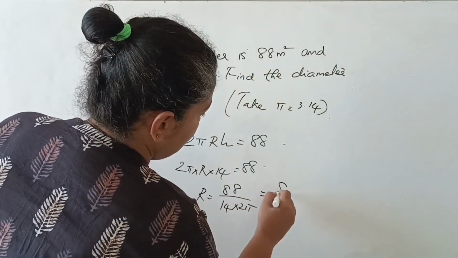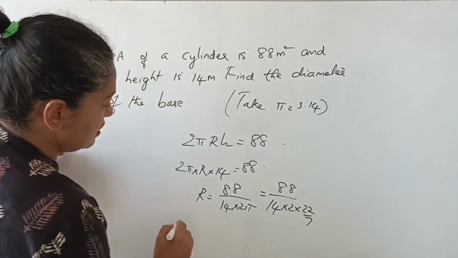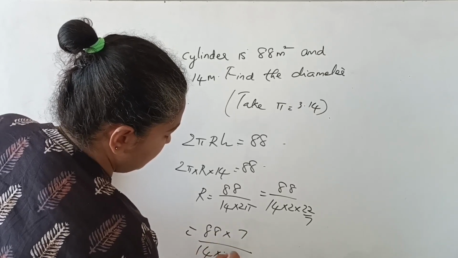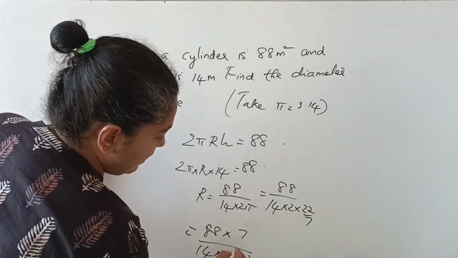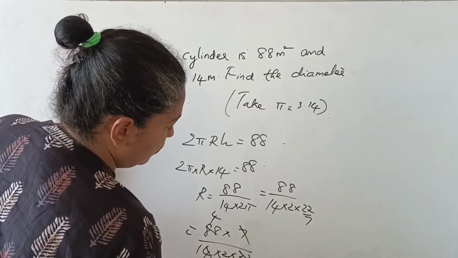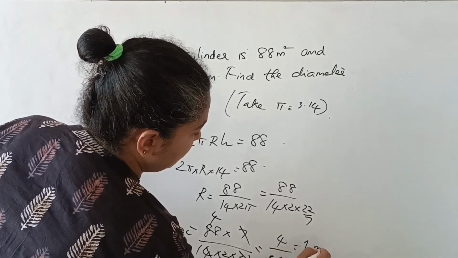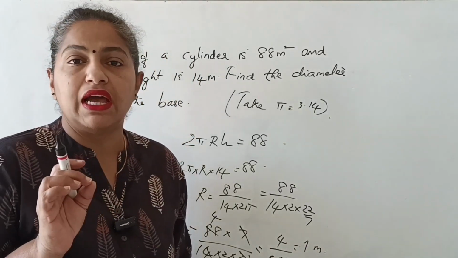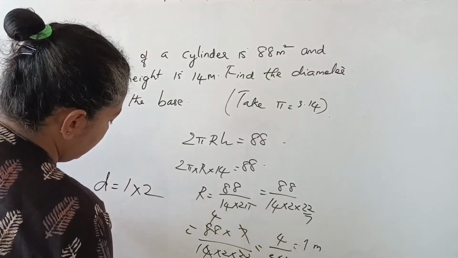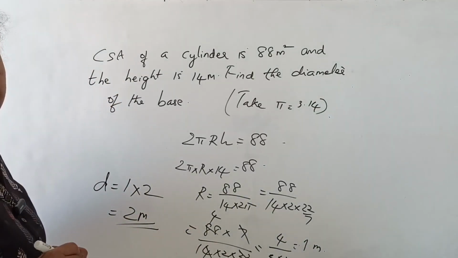So here what do we get? 88 by 14 into 2 into 22 by 7. So I will be getting, correct? So when you cancel, you will get a 4 by 2 into 2, which is 1 meter. Now this is the value of the radius. 2 times R, which is 2 meters, right?